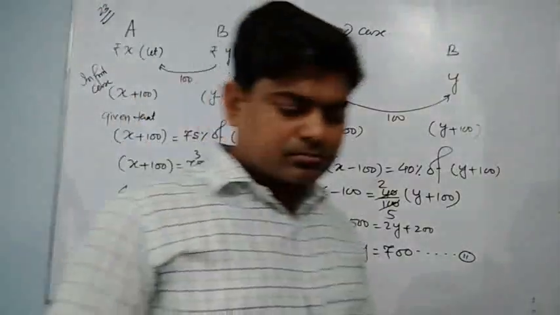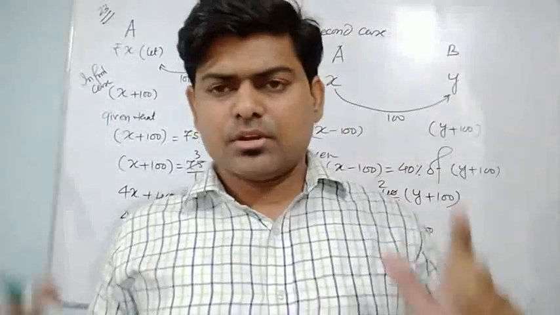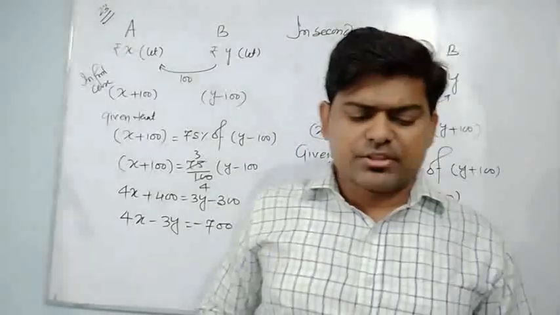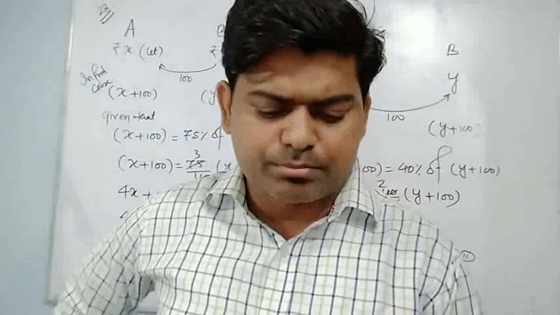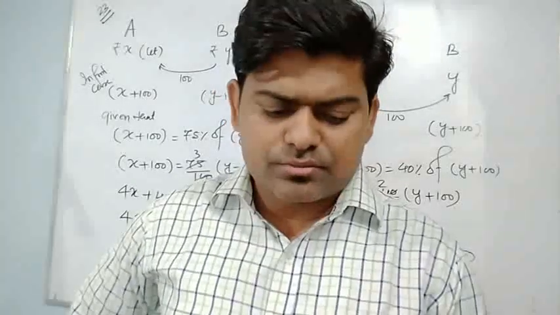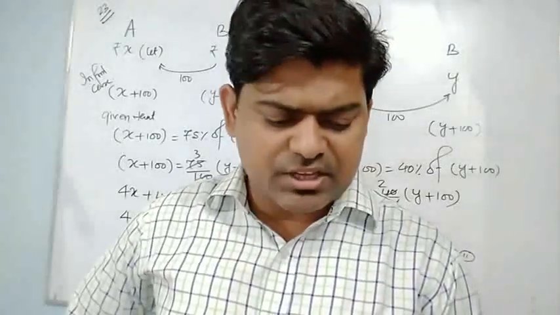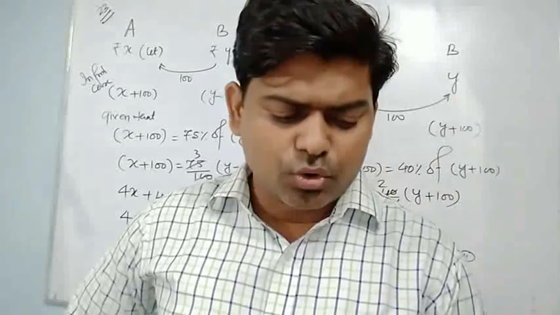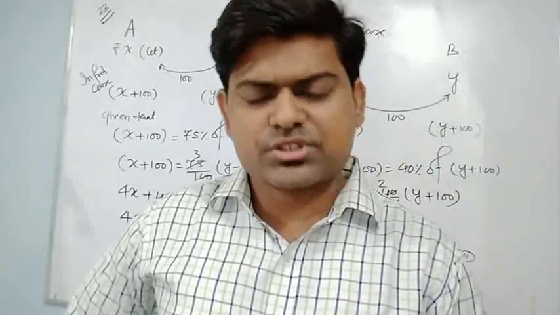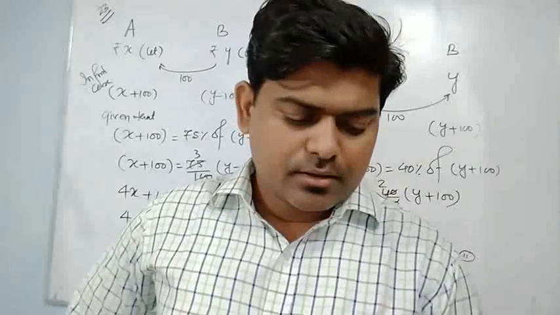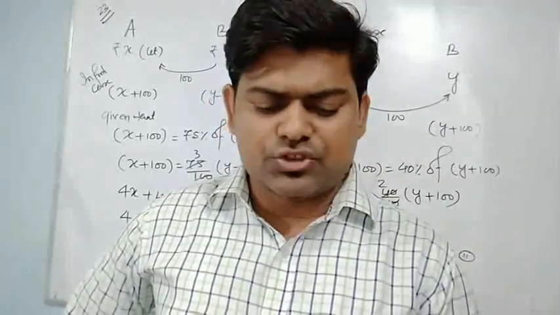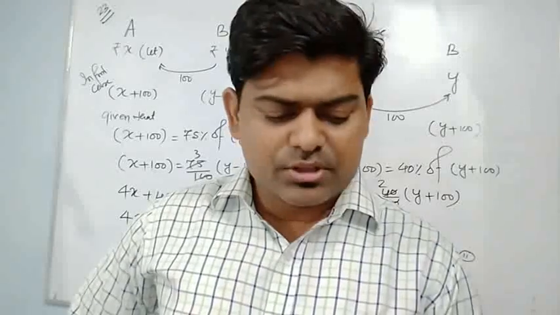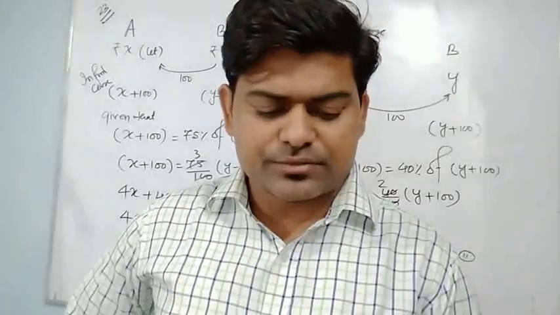Now see, what is question number 24? Question number 24 says the students of a class are made to stand in complete rows. If one student is extra in a row, there would be 2 rows less. And if one student is less in each row, there would be 3 rows more. Find the number of students in the class.